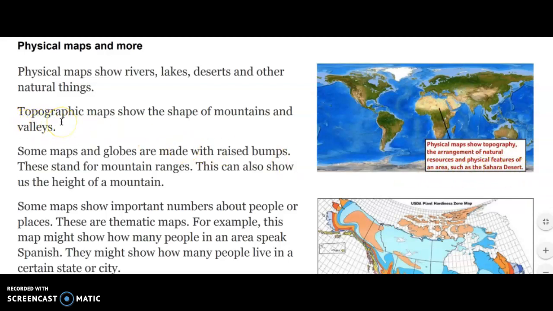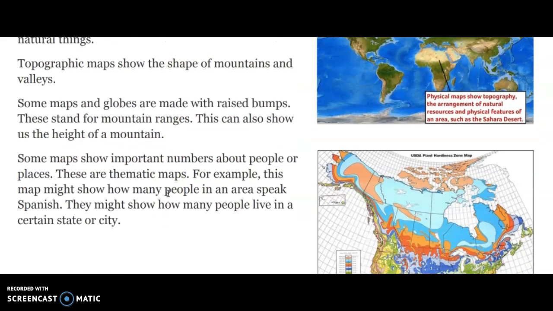Topographic maps are similar to physical maps because they show the shape of mountains and valleys. So they show some of the physical parts of our planet. Some maps and globes are made with raised bumps. These stand for mountain ranges. This can also show us the height of a mountain.